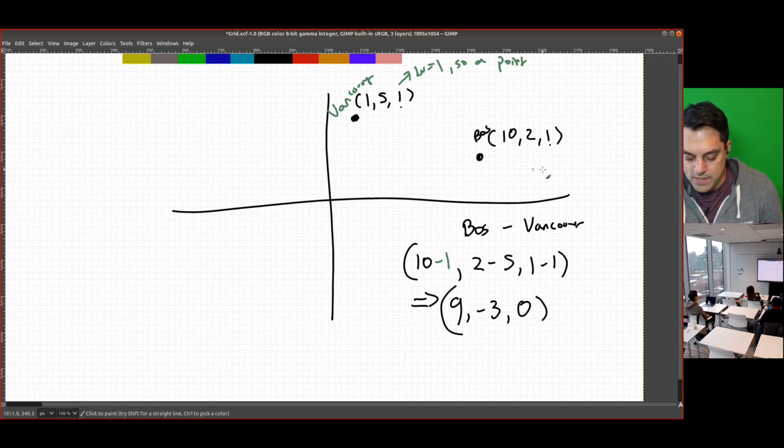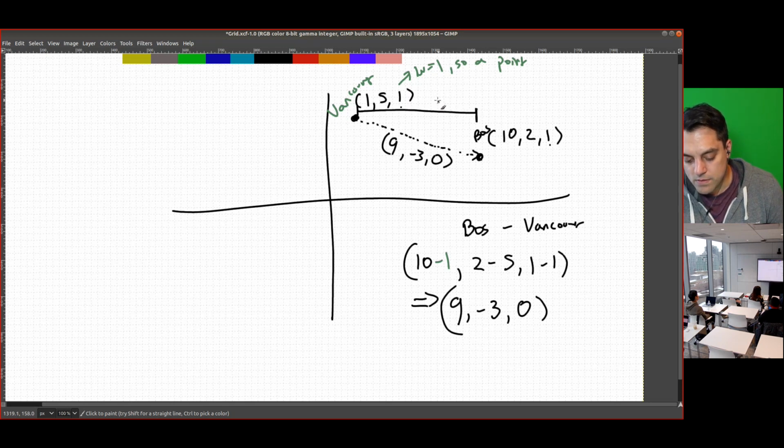Well, that means if I need to get to, I guess I'm going from Vancouver here. It depends on the order of the subtraction, right? This vector here, that is 9, -3, 0. So I moved 9 units this way, 3 units down, so -3. And if this last value here is 0, that means I have a vector here, right? And that's what I've drawn here.